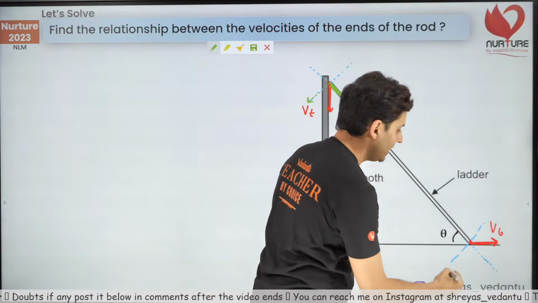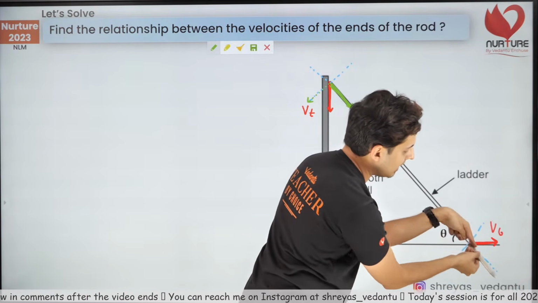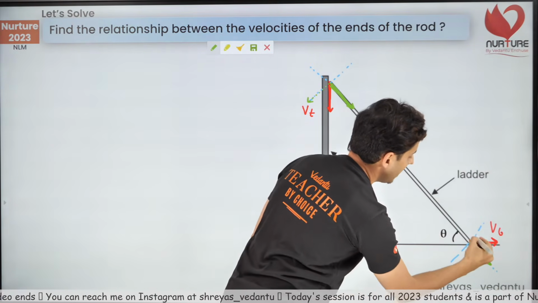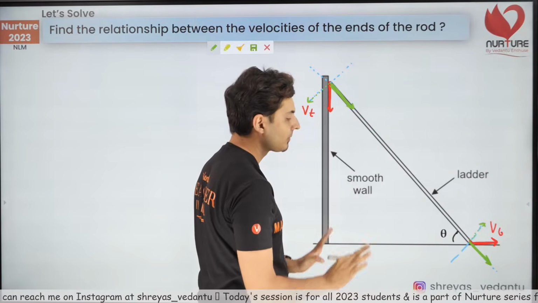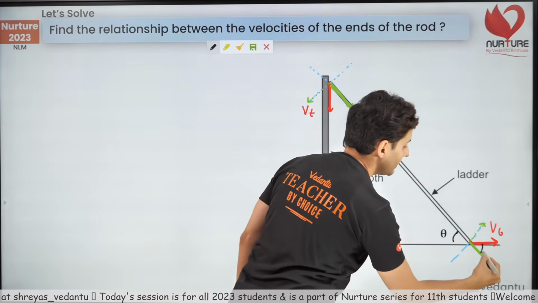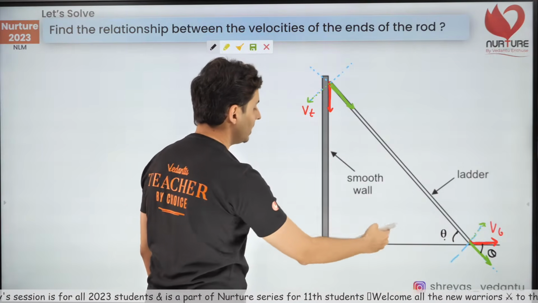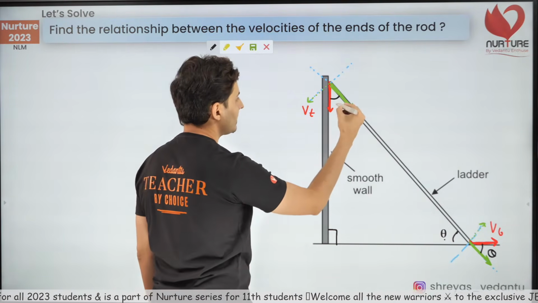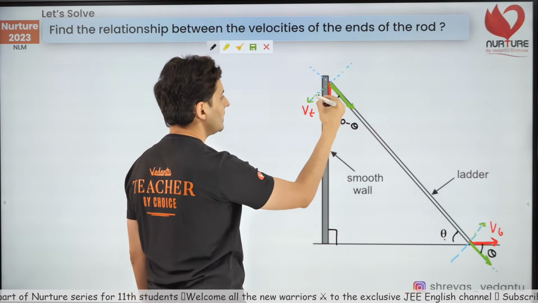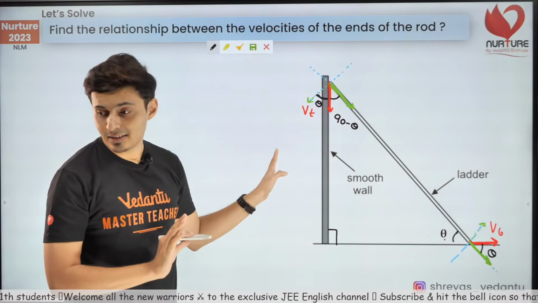Similarly, this velocity can be split into two components. One is along, one is perpendicular. I am interested in this component. I am not interested in this component. Cool. Now if this is theta, obviously this will also be theta. If this is theta and if this is 90, obviously this will be 90 minus theta. And if this is 90 minus theta, this angle over here will be theta. I think everybody is getting it.